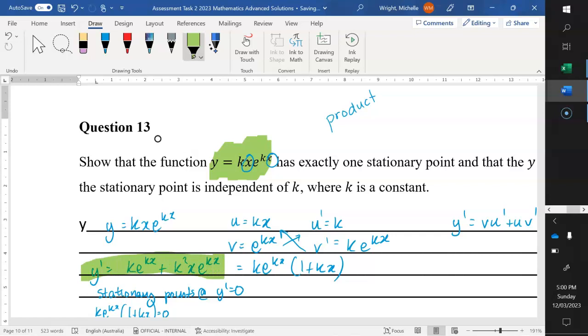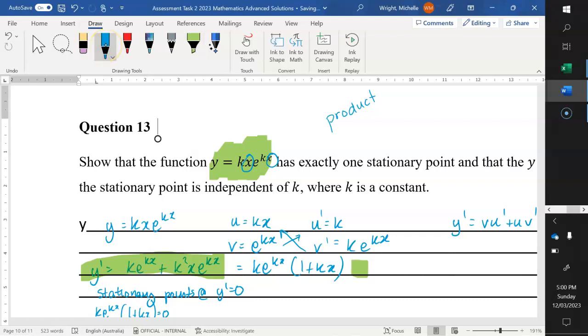Okay. There's, again, a pattern when we get these. When we've got exponentials, generally they fall out nice and neatly where we need to factorize. So where possible, look to see if you can factorize, and you can. You can pull out a k and you can pull out an e to the kx. When you do that, you end up with the first derivative looking like this here, k e to the kx, times 1 plus kx.